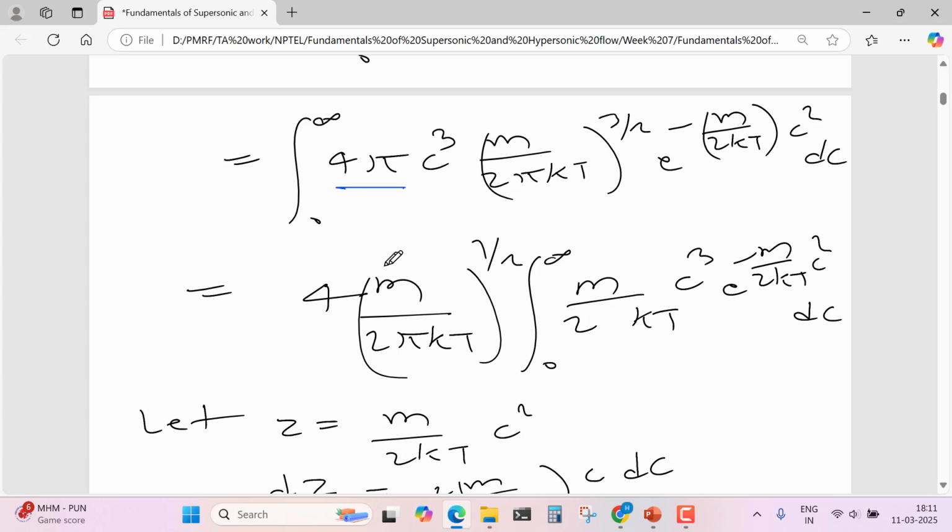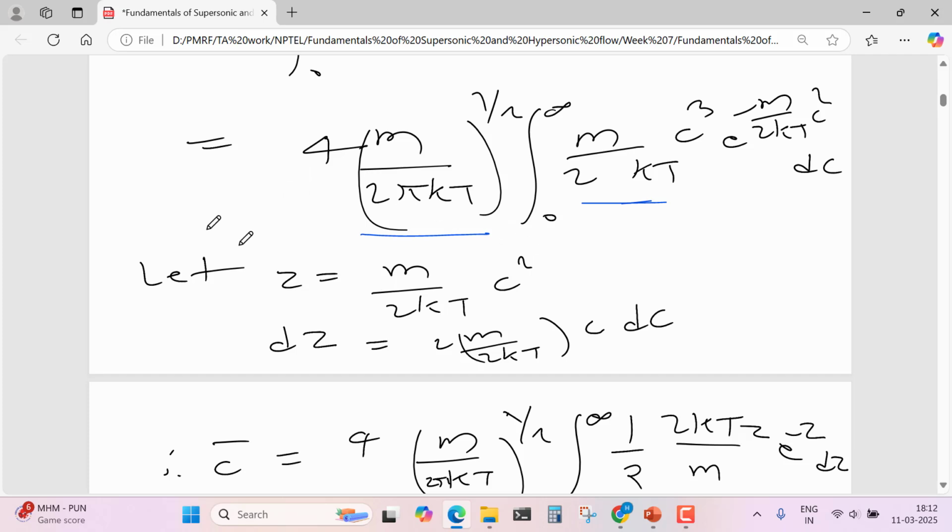This 4 pi we take out, and from the power 3 by 2 we take out only the square root of m upon 2 pi kT. Inside it became m upon 2 pi kT, and one pi which we have taken out cancels. So it becomes 4 (m upon 2 pi kT) to the power 1 by 2 times the integral from 0 to infinity of m upon 2kT c cube e to the power minus m upon 2kT c square dc. Now you will understand why we have kept this term inside.